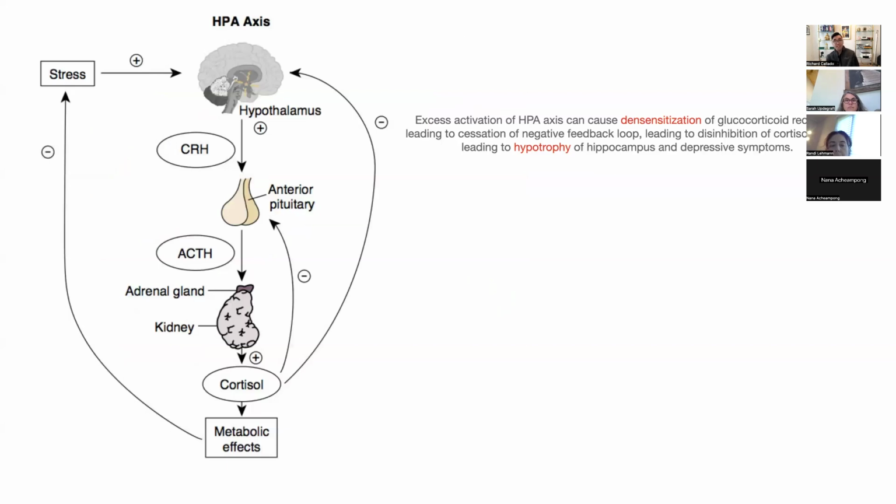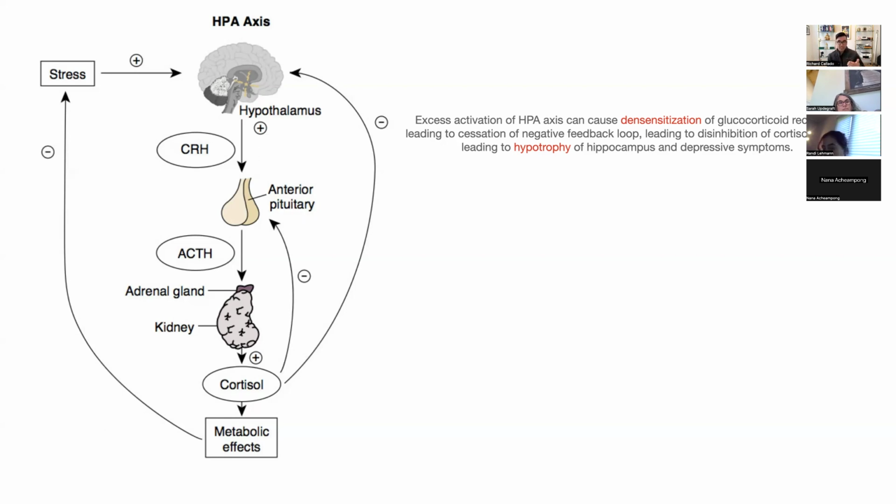Another hypothesis is the HPA axis, right? It stands for hypothalamic pituitary adrenal axis, all right? So it starts first in the hypothalamus, and this hypothalamus will secrete something called corticotropin releasing hormone, right? That's going to act on your anterior pituitary gland. Your anterior pituitary gland is going to secrete adrenocorticotropin hormone, which is going to stimulate the adrenal gland in the kidneys, all right?